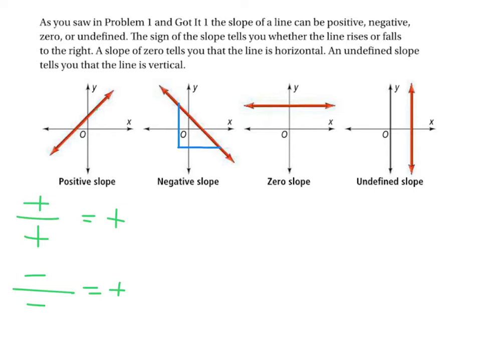Okay, so positive over negative is negative, or negative over positive is also negative. Positive divided by negative, negative. Negative divided by positive, negative. So if one's increasing as the other's decreasing, that's going to be a negative slope. Zero slope, what you got is that neither one is changing for the y direction. We're not rising or falling, okay?